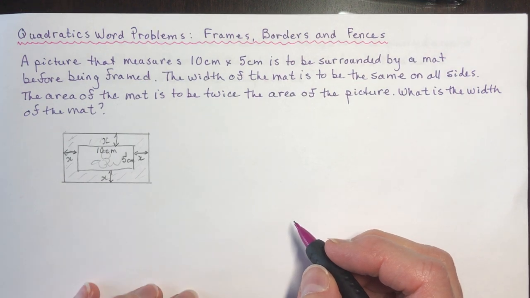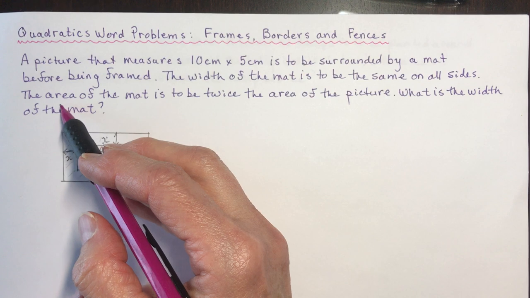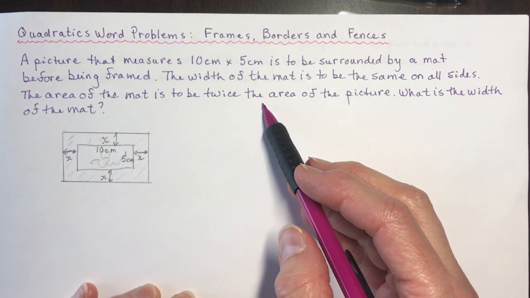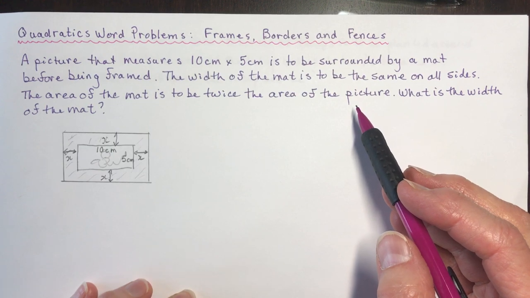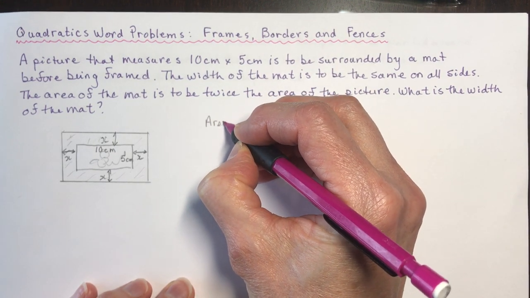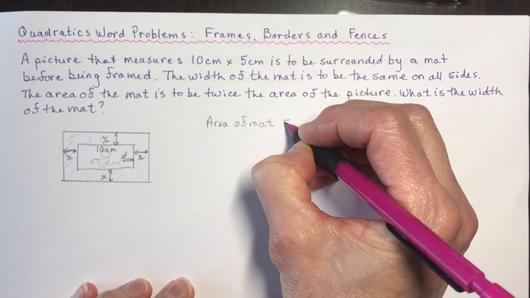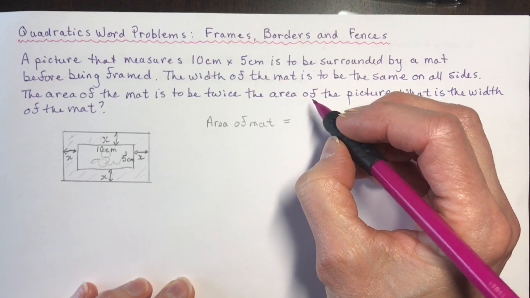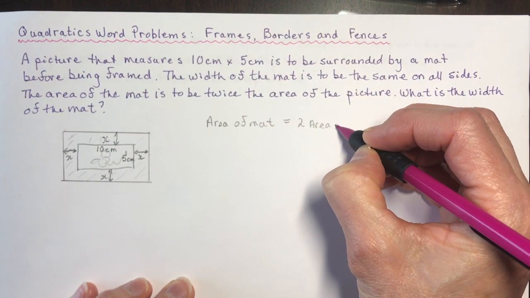Okay, so now what I want you to do is to use this sentence here: the area of the mat is to be twice the area of the picture. And put some words to that. Like, write that out in words. And we'll put the math in with it in a minute. The area of the mat has to be equal to 2 times the area of the picture.